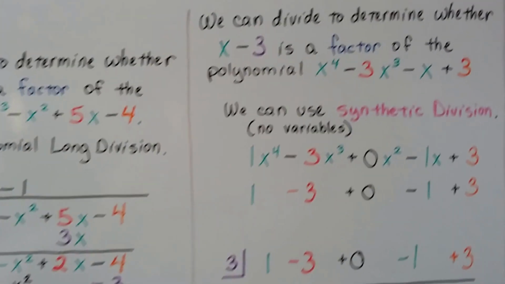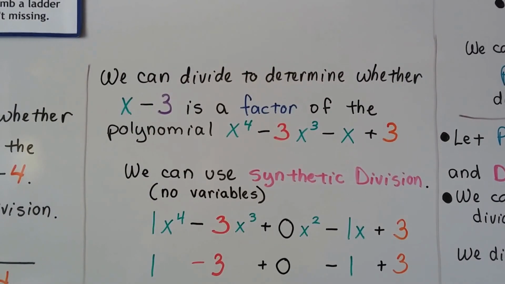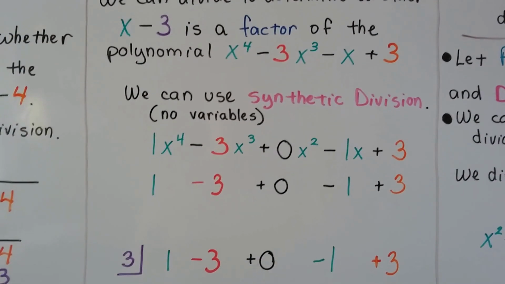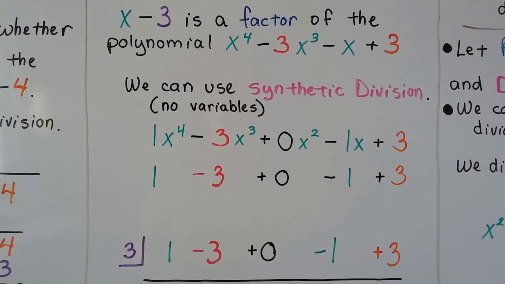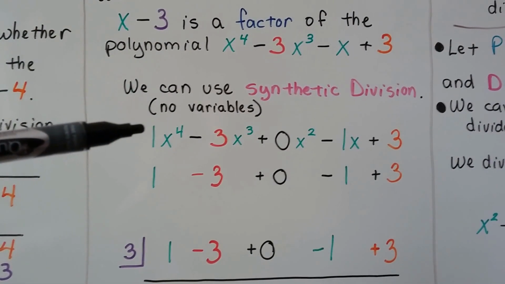Now, we can divide to determine whether x minus 3 is a factor of the polynomial x to the fourth minus 3x to the third minus x plus 3. We can use synthetic division. That's the one with no variables, the one we learned in 6.5. So we rewrite it with no variables.